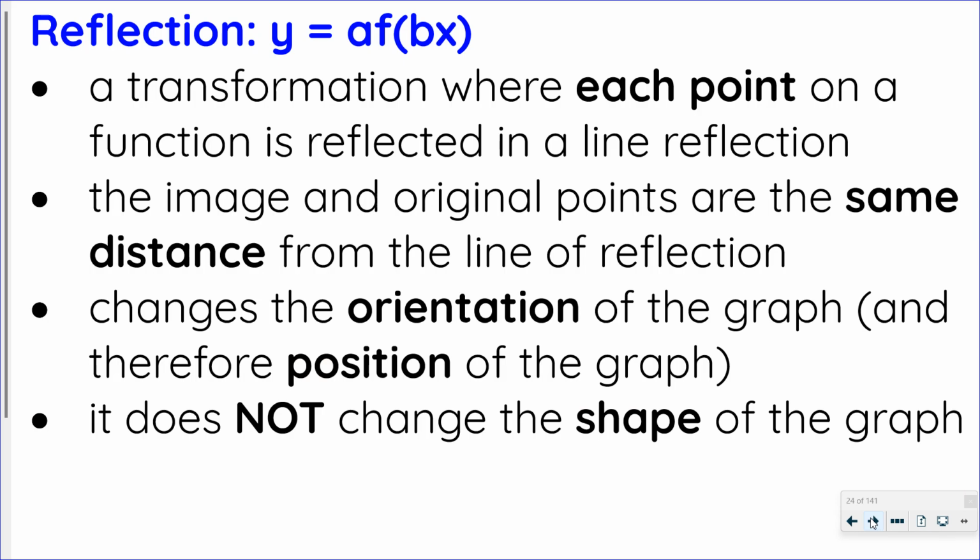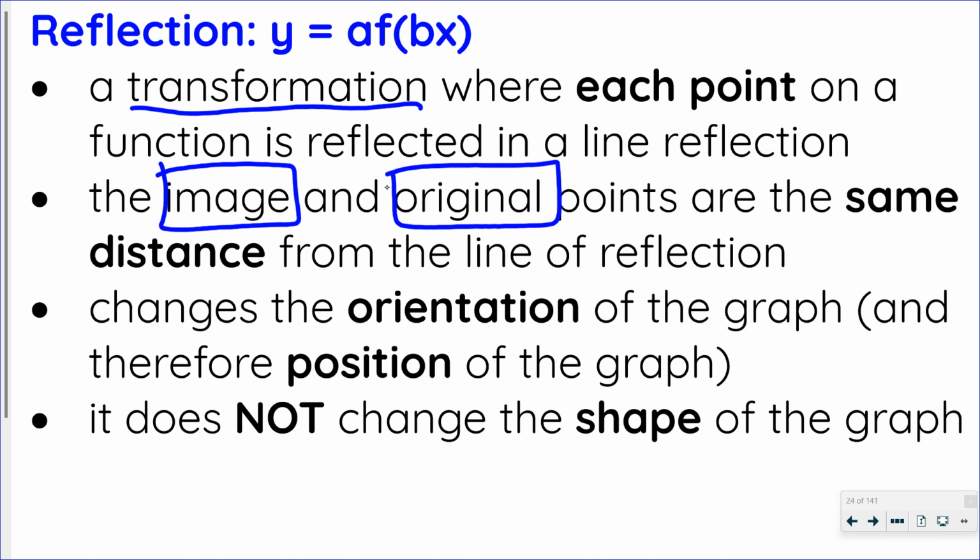Let's get started. A reflection is a special type of transformation in which each point in a function is reflected along a line of reflection. After we do the reflection, the image and the original point will be the same distance from that line of reflection. When I reflect things, I change the orientation of the graph. Because I change the orientation, I also change the position, but what does not change is the shape.